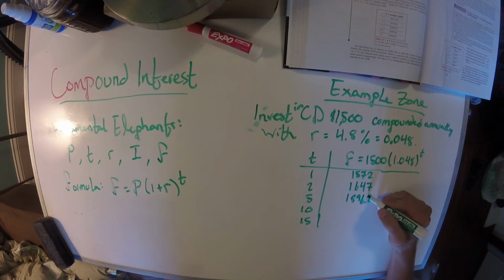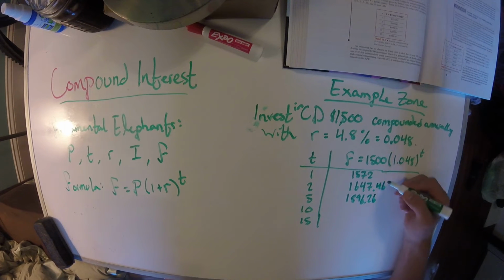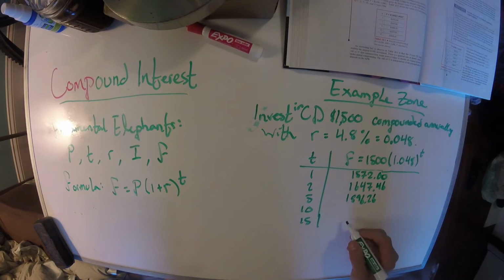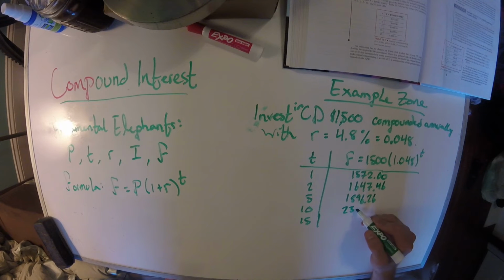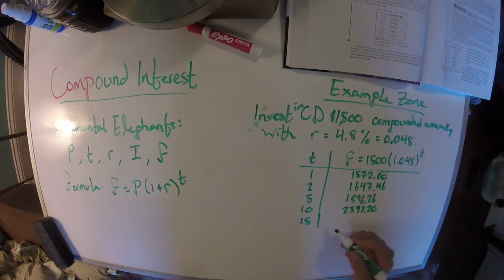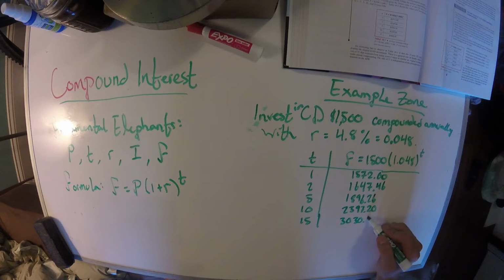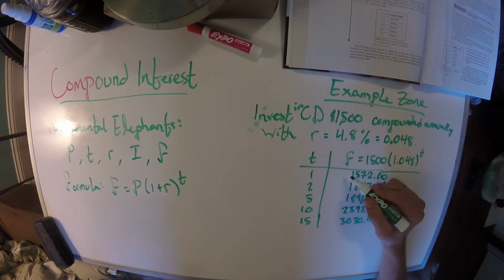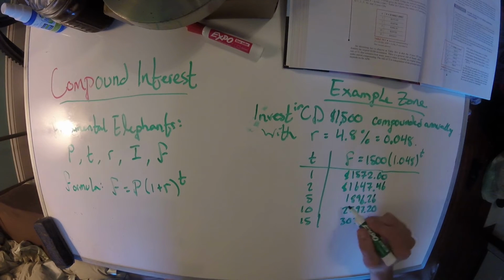And actually, I missed the cents on this one, I should be adding the cents to each of these. And then we get 2,397 and 20 cents, and at 15 we get $3,030.47. So these are all in dollars.